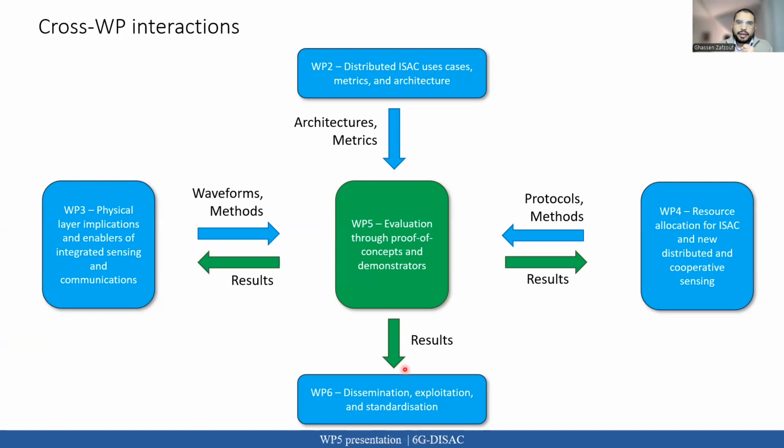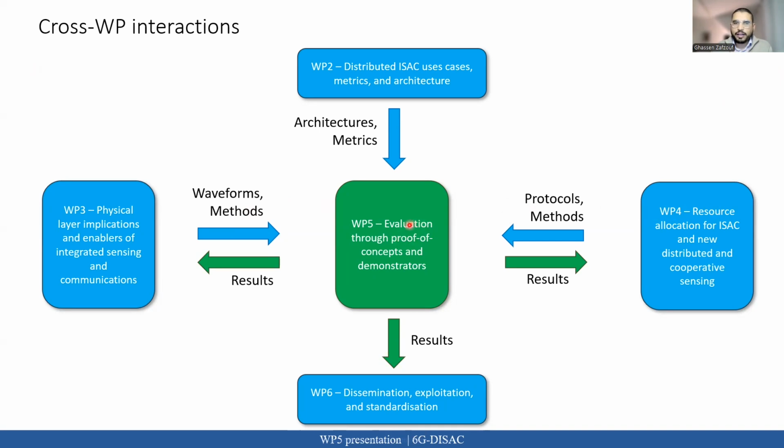In fact, Work Package 5 is the central hub of the 6G-DISAC project, taking input from different other work packages, namely Work Package 2, from which we take the defined use cases, where the metrics have been set and where the architecture is being developed, as input. Then the methods and the protocols and the different physical layer signal processing algorithms are taken as input from Work Package 3 and Work Package 4.